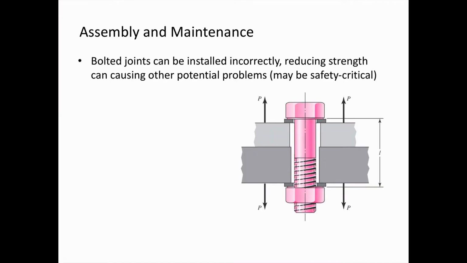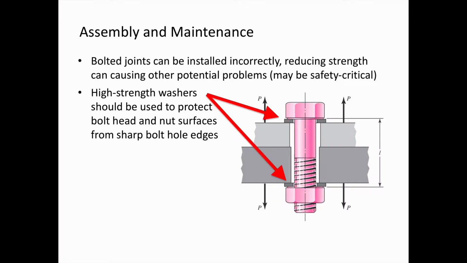Let's talk about assembly and maintenance. It is very possible to install bolted joints incorrectly. And if this is done, it can reduce strength or cause other problems. And this is especially important for safety critical applications that installation is only done by individuals who are trained. So when assembling a bolted joint, it's important to use high-strength washers to protect the bolt head and the nut from damage. When we drill a hole through the members for a bolted joint, it sometimes can leave sharp edges, and these could damage the bolt head or the nut if we did not use washers.